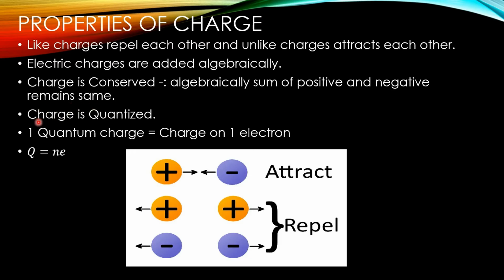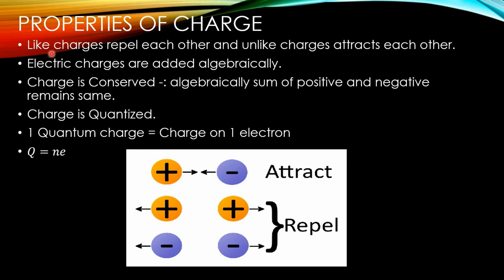Next property is charge is quantized. Quantized means minimum value of charge for free existence, and one quantum charge is equal to the charge on one electron. If Q is charge, N is number of electrons and e is charge on electron, in that case, Q equals N into e. These are the properties of charge.